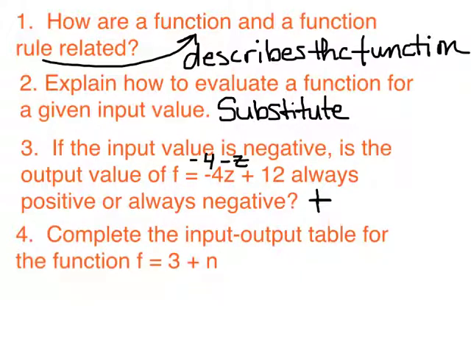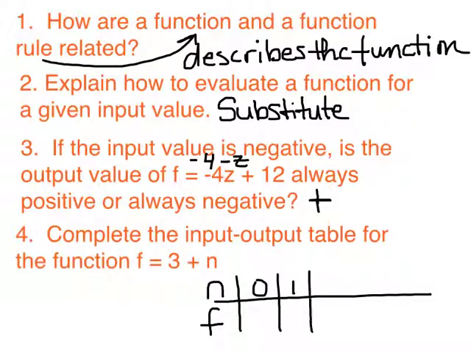And number 4 says to create an input-output table of the function. So I'm going to do mine horizontally. My input is going to be n. My output is going to be f. And then whatever you chose. I chose 0, 1, 2, and 3. So if I plug 0 in, I get 3. If I plug 1 in, I get 4. If I plug 2 in, I get 5. And 3, I get 6.